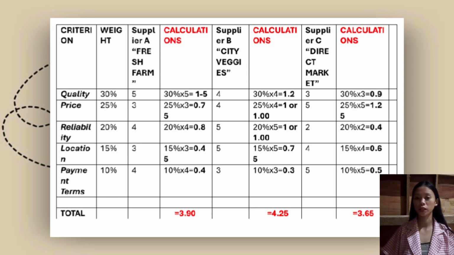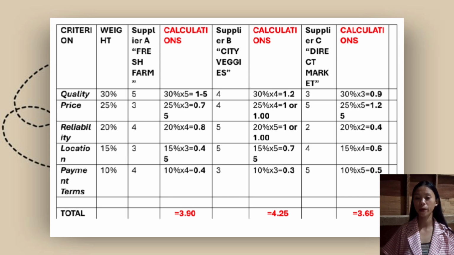Let's also calculate the reliability. We have the weight percentage of 20% and the rating of supplier A was 4. So 4 times 20% equals 0.80. We also have the location. The weight percentage is 15% and Fresh Farm is 3. So let's also multiply this. 3 times 15% equals 0.45.